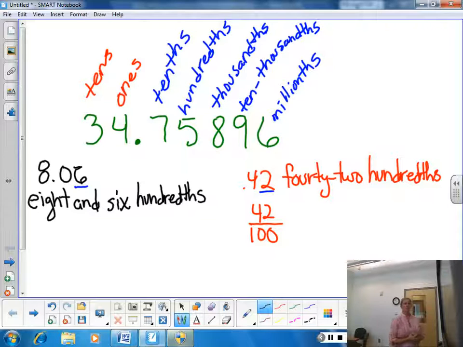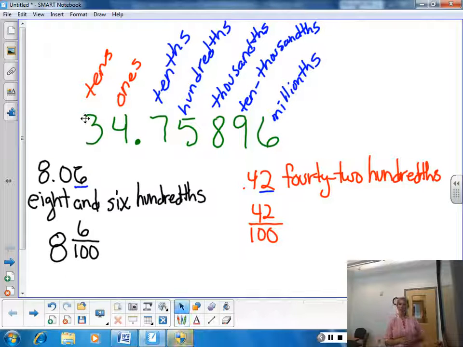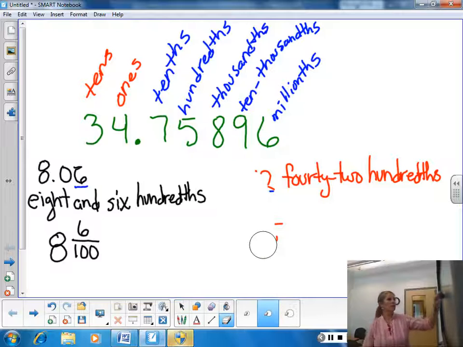6 hundredths. What does 8 and 6 hundredths look like as a fraction? Well, it looks like 8 because 8 is still there. 6 hundredths looks like 6 over 100. 8 and 6 hundredths as a fraction looks like that. As a decimal, it's read that way. But both of those would be read the same, 8 and 6 hundredths, whether it's a decimal or a fraction.